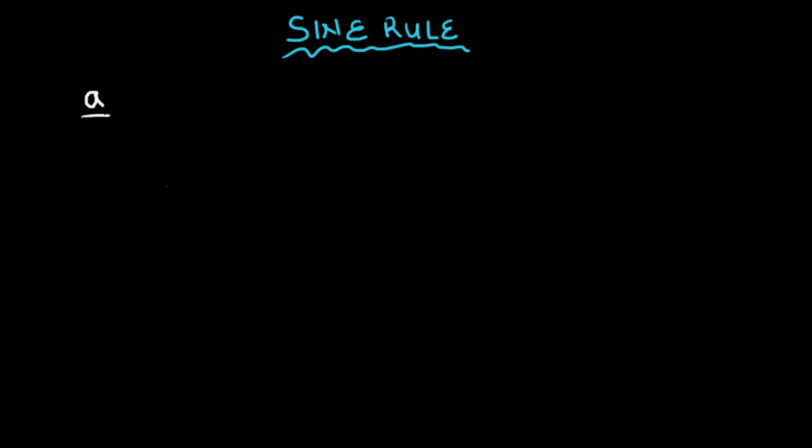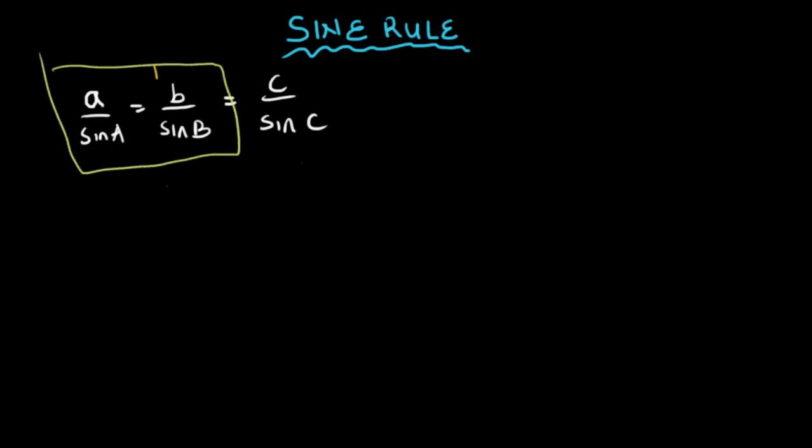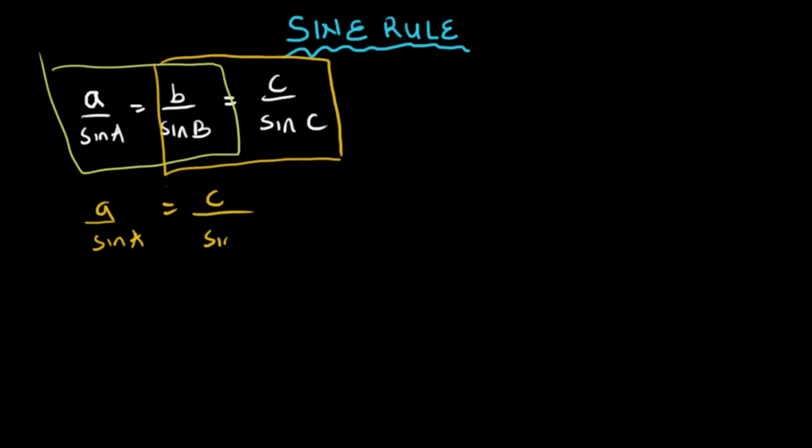We have a over sine A equals b over sine B equals c over sine C. Now, depending on what you're given and what you're asked in a specific question, that would tell whether you are going to use these two, or these two, or just a over sine A equals c over sine C. You are going to understand what I mean by this perfectly when we take questions.